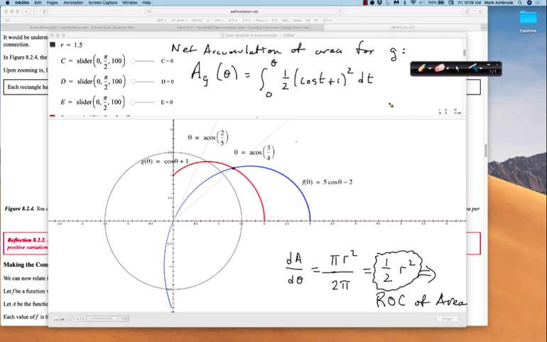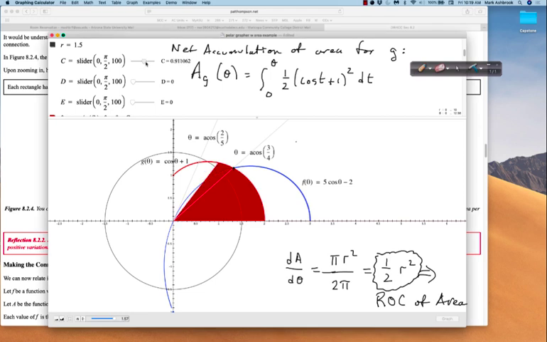What we found out is the rate of change for this accumulation of area for polar is 1 half r squared. So the integral from 0 to theta of 1 half r squared dt. That's going to be that function. For any given value of theta, it will tell you how much area you've accumulated.